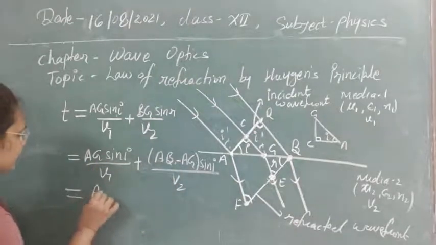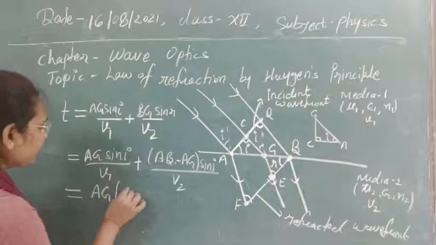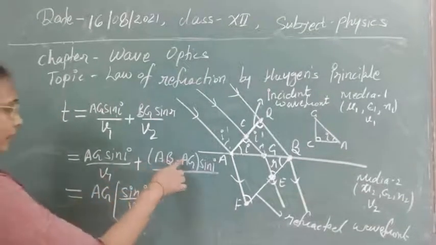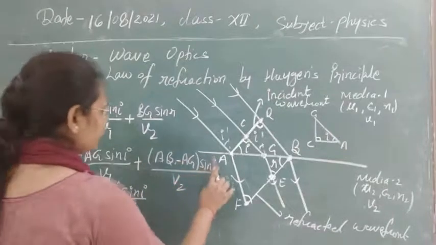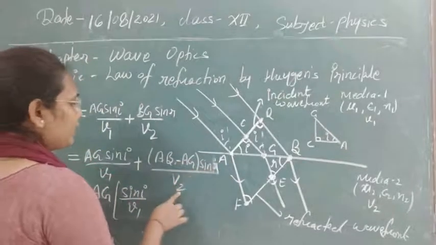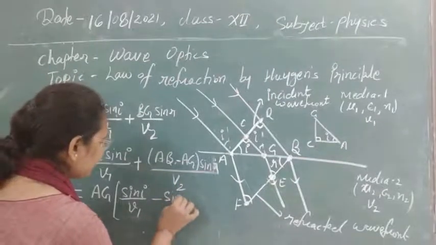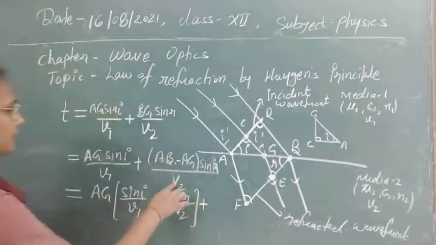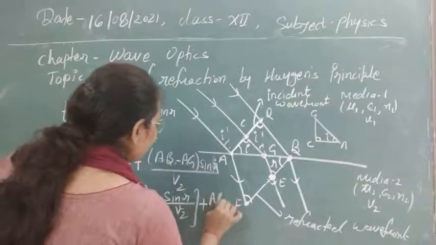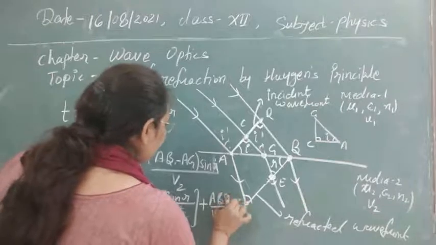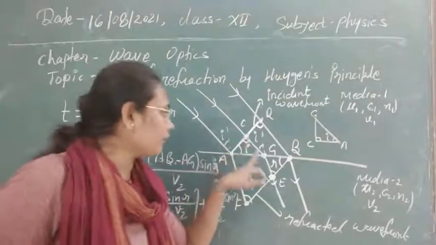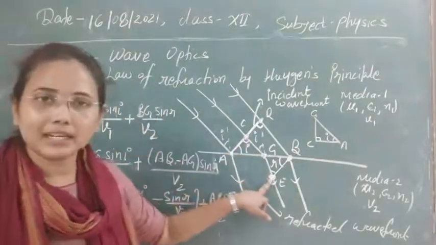So if we take AC as common, we will get sine of I upon V1 from here, and minus sine of R upon V2 in this way. And plus this term, we will get AB upon V2 sine of R from here. So finally we have got this equation for the time taken by the wave to come from the incident wave front to the refracted wave front.